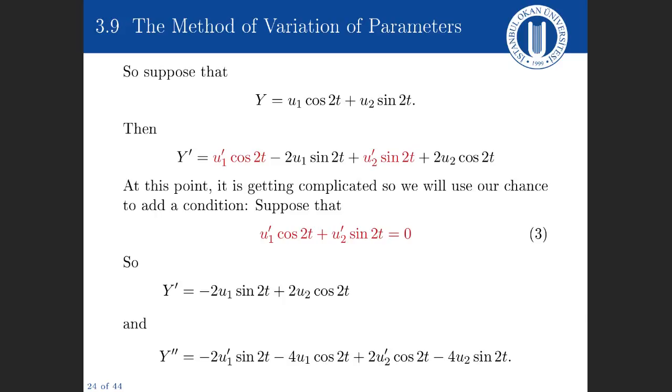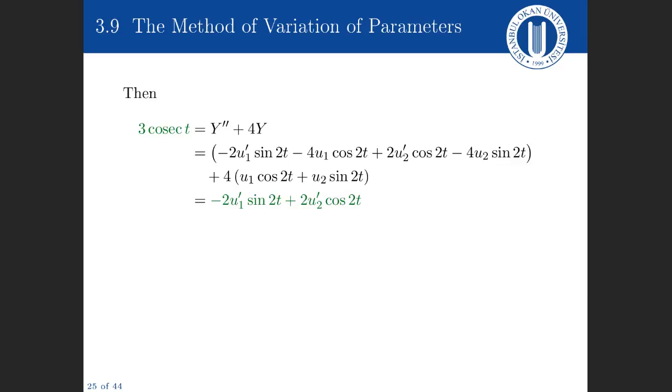So that simplifies a little bit, and then we can differentiate again. And now y double prime only has 4 terms. And then we substitute into the differential equation. On the left side, we have 3 cosec t. On the right side, after we've substituted in and cancelled, we end up with minus 2 u1 prime sine 2t plus 2 u2 prime cos 2t.